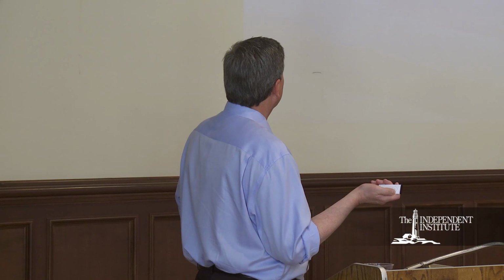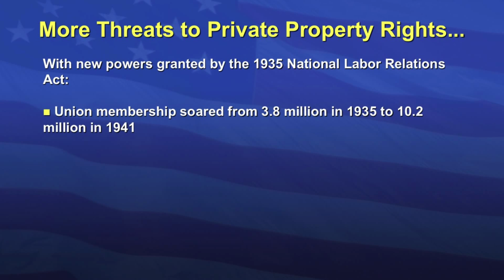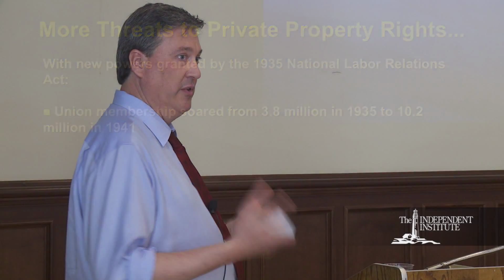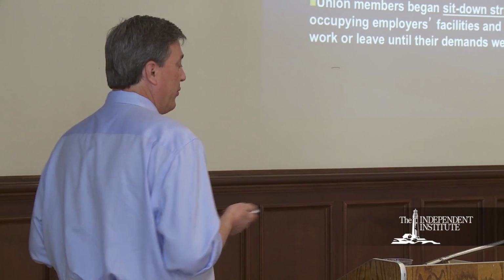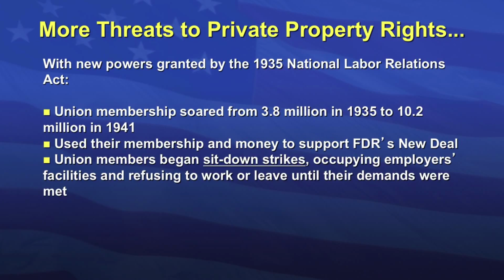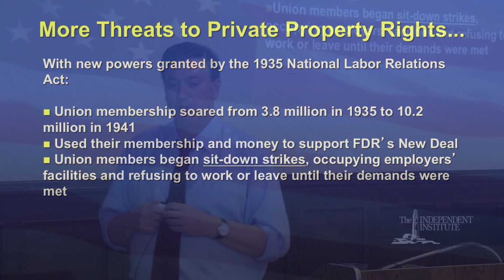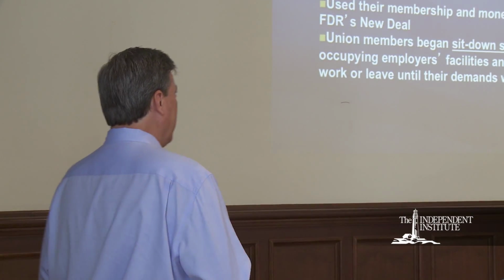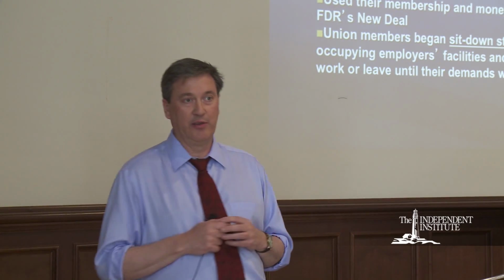Other threats, a big one was the 1935 National Labor Relations Act, which granted unionization power to workers, and as a result, union membership exploded in just a few years from 3.8 million to 10.2 million. They used their membership numbers and union dues to support the New Deal legislation. And they also engaged in things that in the past were considered unlawful. Like in the past, this would have been considered an obvious trespass that law enforcement would have been in their right to arrest. But given these new collective powers that unions had, law enforcement wasn't doing what they would have done just a few years earlier. And as a result, employees were occupying employer facilities, refusing to work until their demands were met.